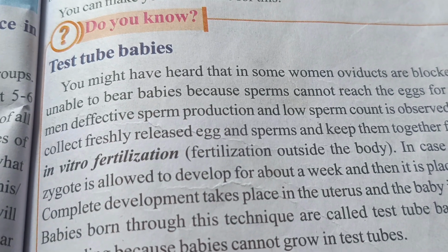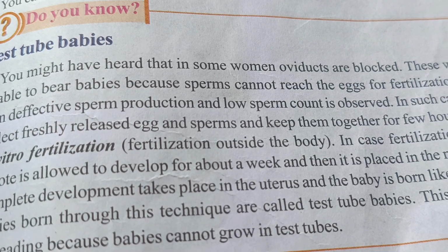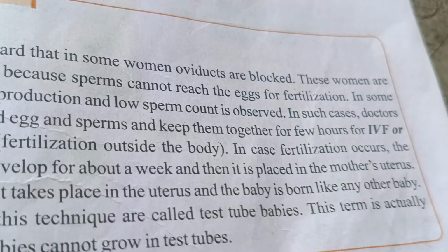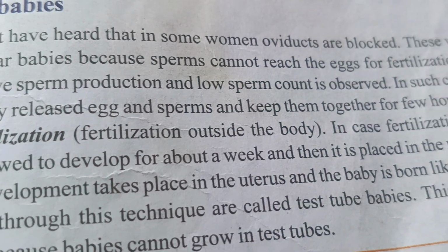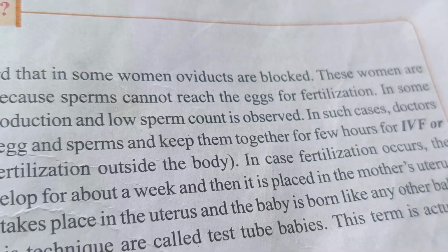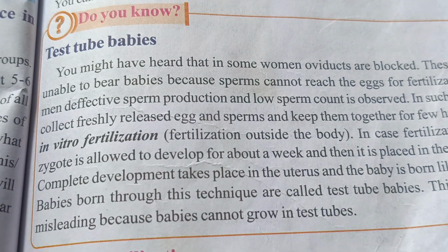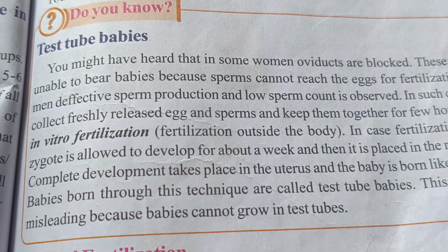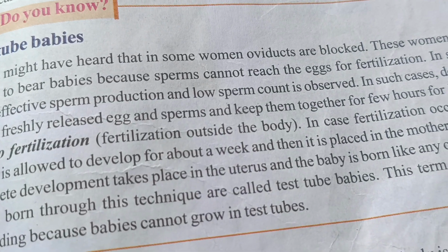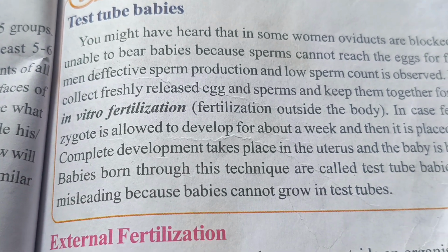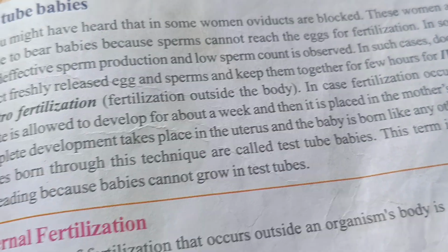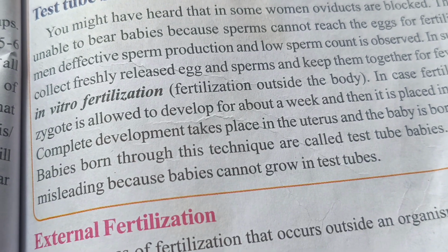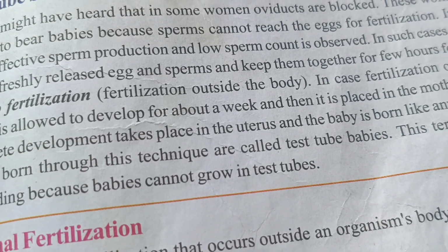Test tube babies. You might have heard that in some women the oviducts are blocked. These women are unable to bear babies because sperms cannot reach the eggs for fertilization. In some men, defective sperm production and low sperm count is observed. In such cases, doctors collect freshly released eggs and sperms and keep them together for a few hours for IVF, or in vitro fertilization, outside the body.